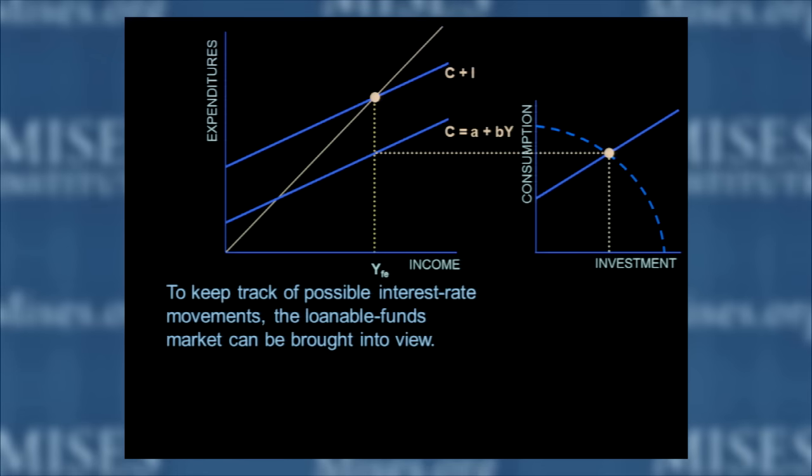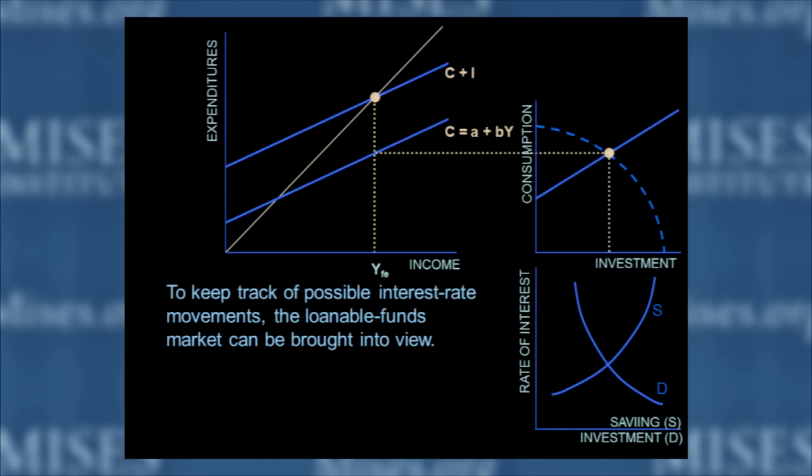Okay, to keep track of possible interest rate movements, the loanable funds market can be brought into view. And Keynes probably wouldn't appreciate this because he didn't like the loanable funds market, but we'll put it into view anyhow. So there's the rate of interest versus savings and investment. You saw that in the earlier model. Upward sloping supply curve, downward sloping demand curve, like so.